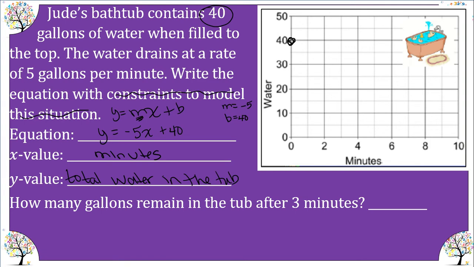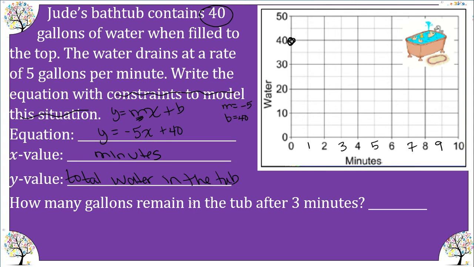And now it's going to drain. Okay, so each minute it goes down by 5. And then we'll be able to see when it reaches this line, our x-axis, it will have no more water in it. At so many minutes, it'll be 0 gallons.